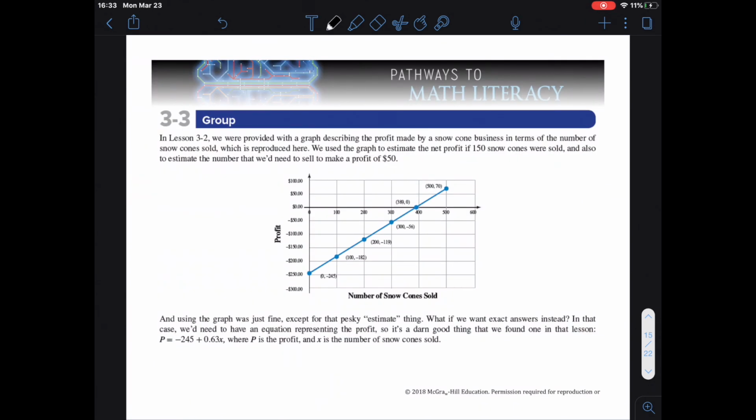So let's go ahead and work back with the same snow cone company we've been dealing with. We had that graph for the profit function. So remember, when you sold no snow cones, you still were in the hole $245, because that's how much you lost. And we came up with an expression for the profit in that last lesson. So the profit starts out at negative 245, that's your fixed cost, and then you gain 63 cents per snow cone. So we're going to work with this expression.